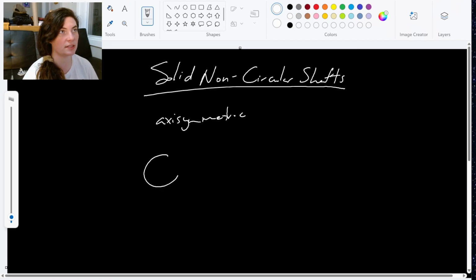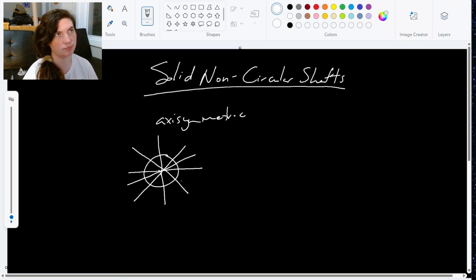So a circle is axis symmetric, which just means that if I put an axis anywhere that goes through the center, it's symmetric about that axis. So with our circle, if I could draw a little better, you would see that no matter where I put a line that goes through the center, it will be symmetric about that line.